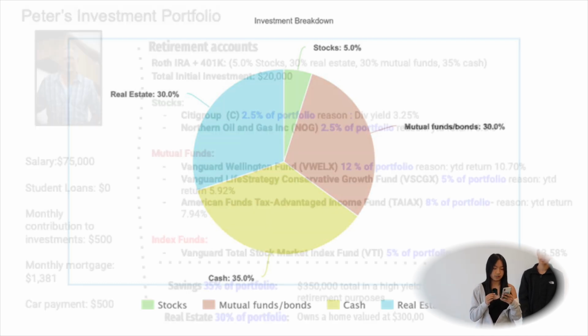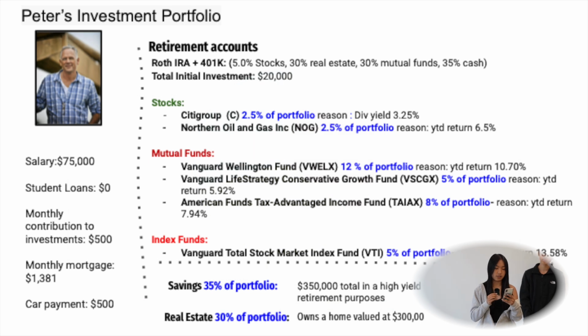He has no student loans. His monthly contribution to investments is $500. His monthly mortgage is $1,381, and his car payment is $500. His retirement accounts are both Roth IRA and 401k, and his total initial investment was $20,000. His stocks, mutual funds, and index funds include those. His savings are 35% of his portfolio because $350,000 in total is in a high-yield savings account for retirement purposes. And real estate is 30% of his portfolio because he owns a home valued at $300,000.